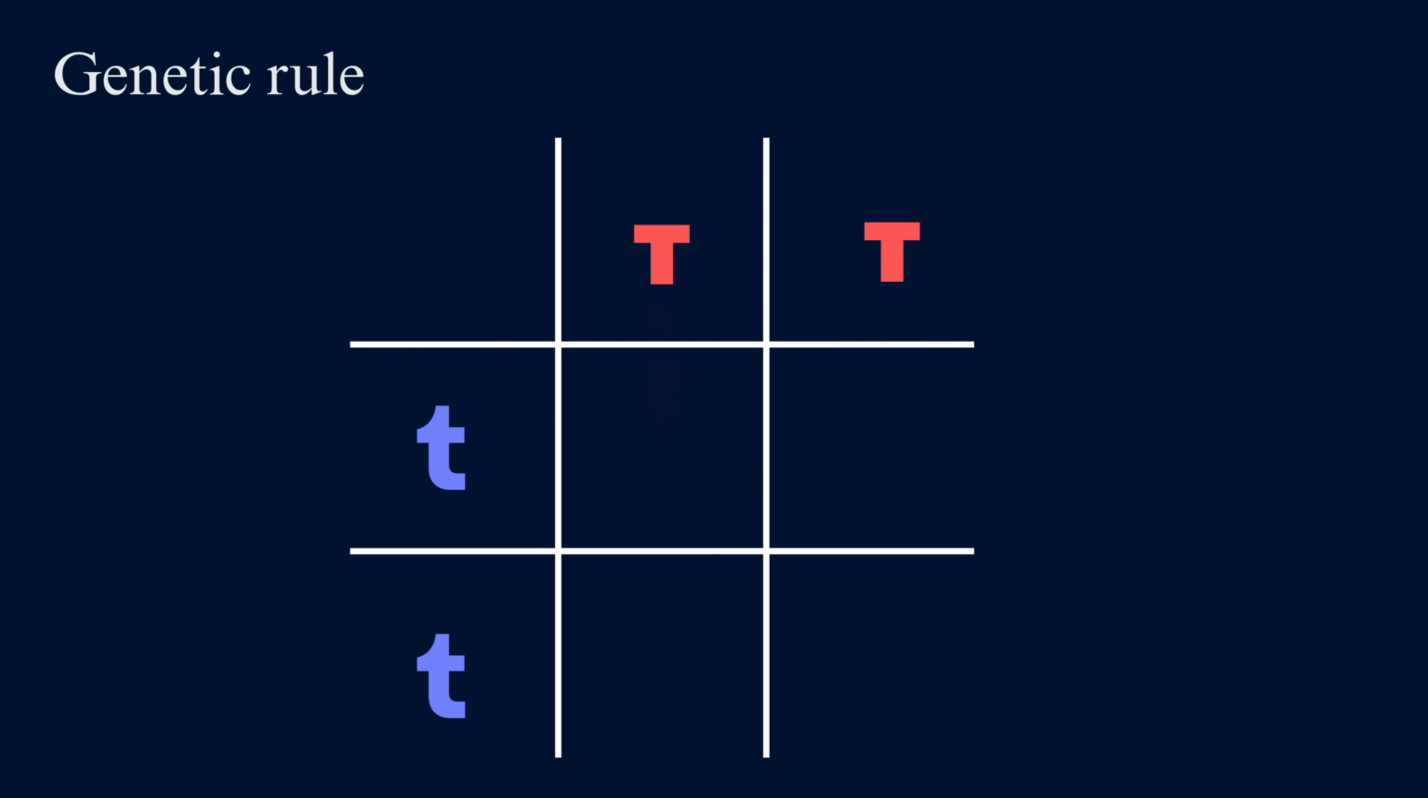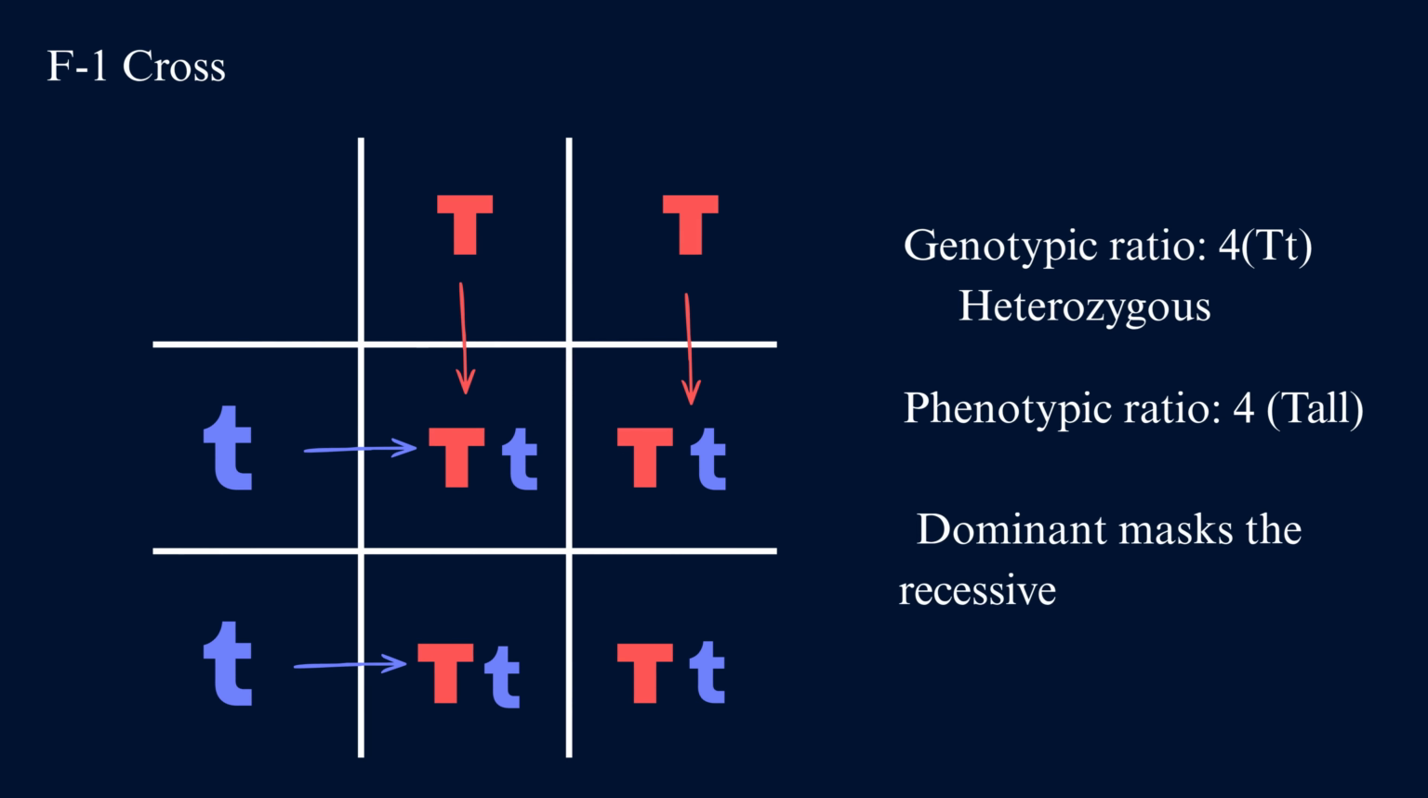Since the tall parent can only pass on 1 uppercase T allele and the short parent can only pass on 1 lowercase t allele, every box ends up with 1 uppercase and 1 lowercase allele. This means all of the F1 offspring are heterozygous, which means they have 1 uppercase T and 1 lowercase t, and because tall is dominant, they are all tall in phenotype. This matches exactly what Mendel observed in his experiment.